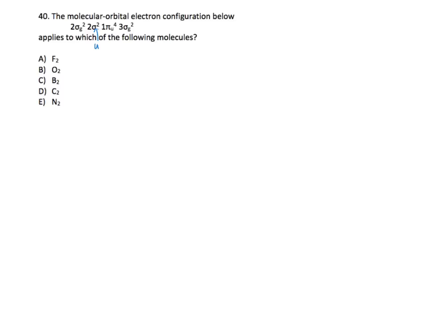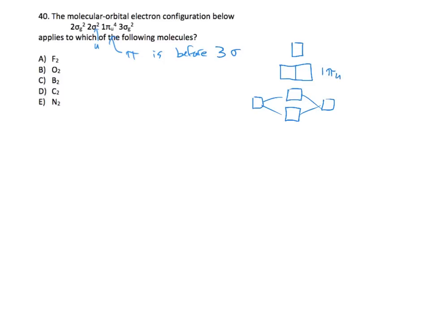One thing you can actually pick out from this electron configuration right away is that the pi is before the 3 sigma. Because it's before the 3 sigma, that means we're going to be using the MO diagram that looks like this, where you have this and this, and then next the pi's. This would be the 1 pi u. Then we have the 3 sigma g.